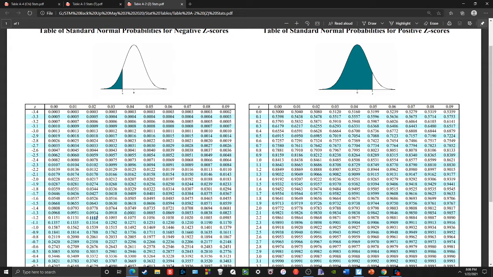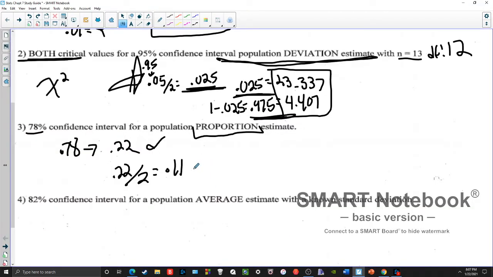Actually, I think doing some little mental math here, this one looks to be a little bit closer. So this one would be the one that I would go with because it's a little bit closer to 0.11 than the other one. So it'd be negative 1.23. That would be my ultimate critical value for that case. So that would lead to a z-score of negative 1.23.